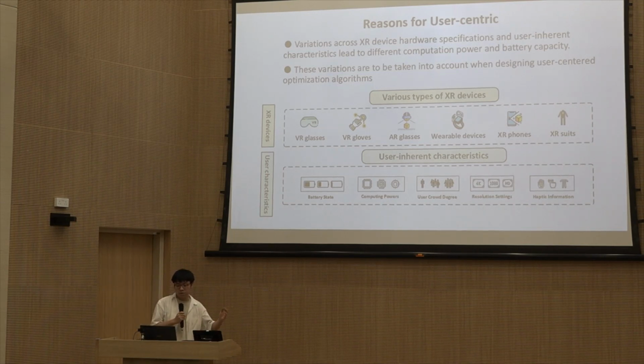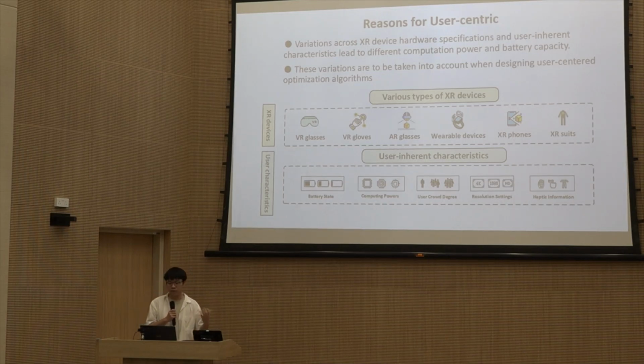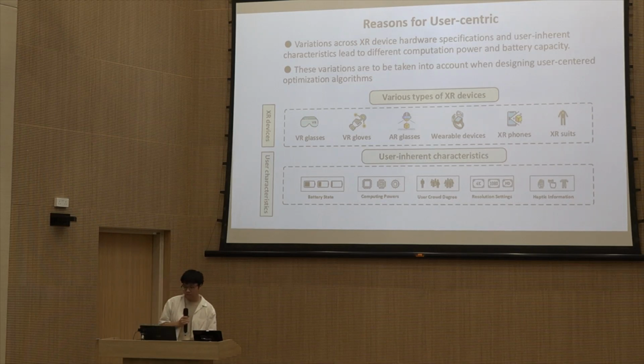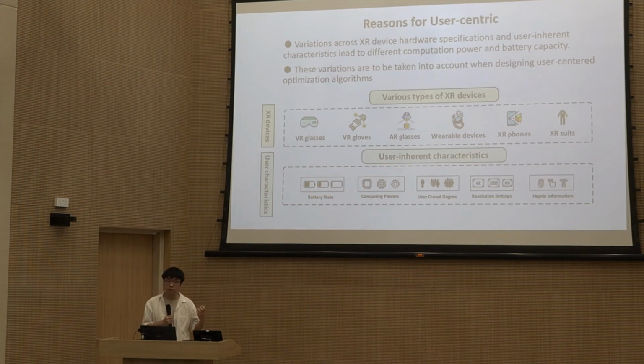The variations across XR device hardware specifications and the user inherent characteristics also lead to different computation power and battery capacity. We know that there are already many kinds of XR devices, such as VR glasses, AR glasses, gloves, and wearable devices. They have totally different computation power and computation ability, and there are also distinct user inherent characteristics, such as the user crowd degree, the resolution settings, and the haptic information data size.